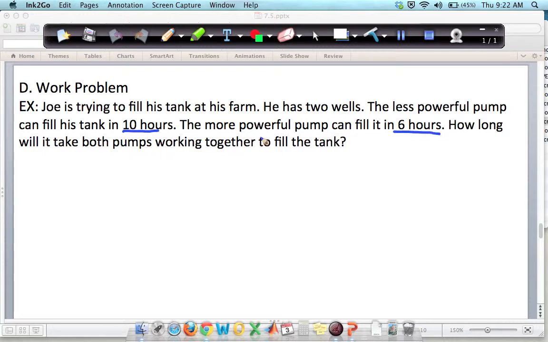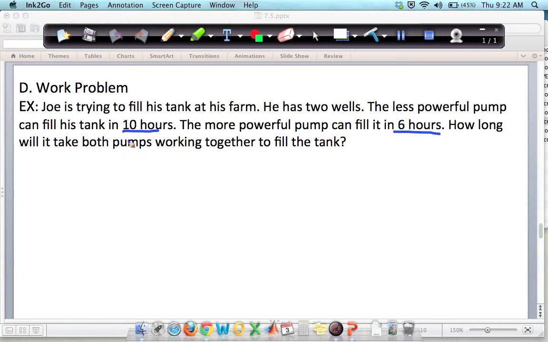First of all, when you get your answer, you should always check: does your answer make sense? If one takes 10 and the other one takes 6, working together it should be less than the lowest amount, 6 hours, because it should be much faster when they're working together. There are different ways to set this up, and if you look on MyMathLab, you might see a different way to solve it. You can solve it any way that works for you. I'm going to show you one way.